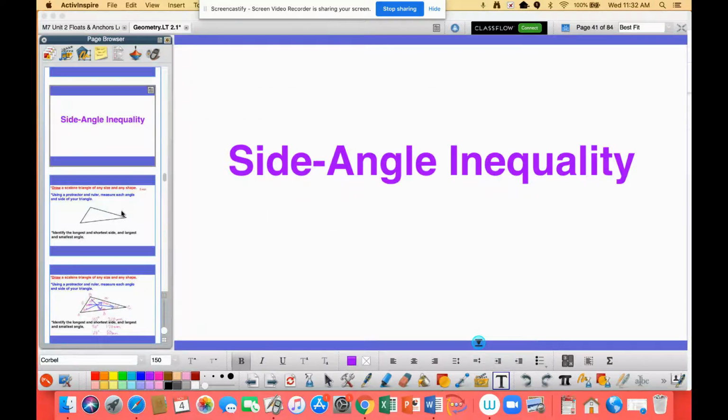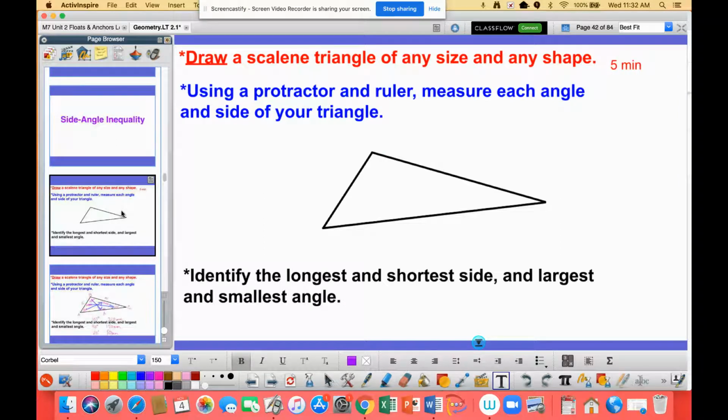And here is our first investigation. I want you to draw a scalene triangle of any size and any shape. This whole activity should not take more than 5 minutes, even with the explanation. Remember, a scalene triangle has all three sides with different side lengths. Make it not too small because you want to be able to write on it and put some information on it. All three sides of the triangle are different lengths.